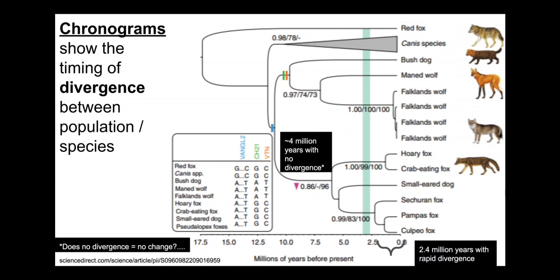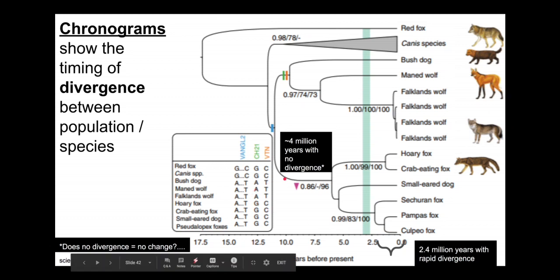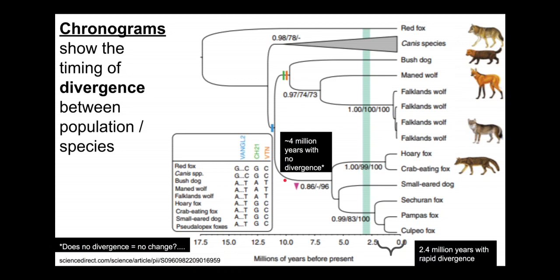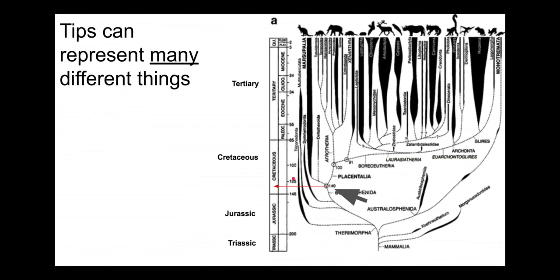One thing that's important to remember is that a lack of divergence does not mean no change. So there's just a single line here. There's no divergence of populations into subspecies or species. It doesn't mean change wasn't occurring, just that there was no splitting of the phylogenetic tree.